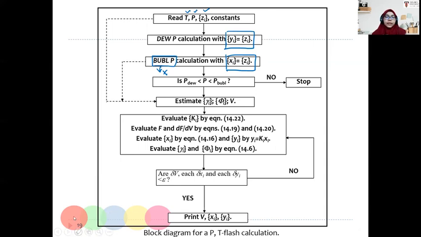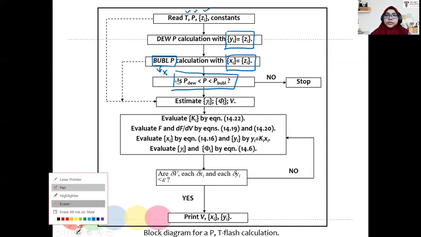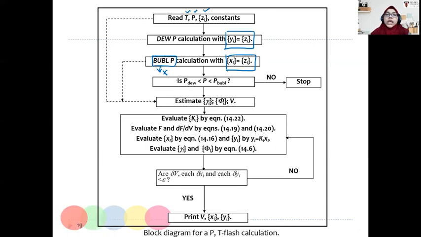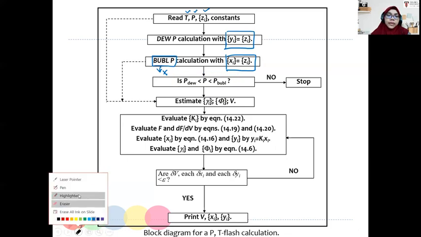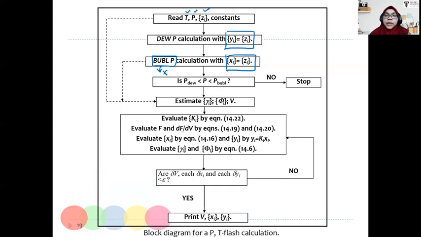Okay, we may restrict the rules. If the dew point, okay, these are the restrictions to be considered: the dew pressure is less than the pressure, and less is the bubble pressure. To proceed with the solution, we may check this restriction, whether the dew pressure is less than the pressure and less is the bubble pressure.